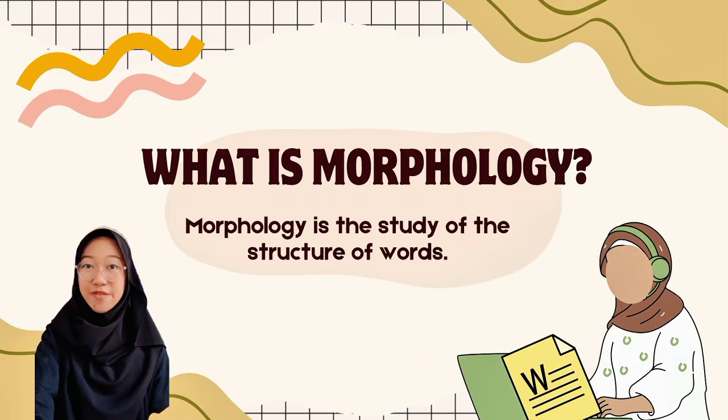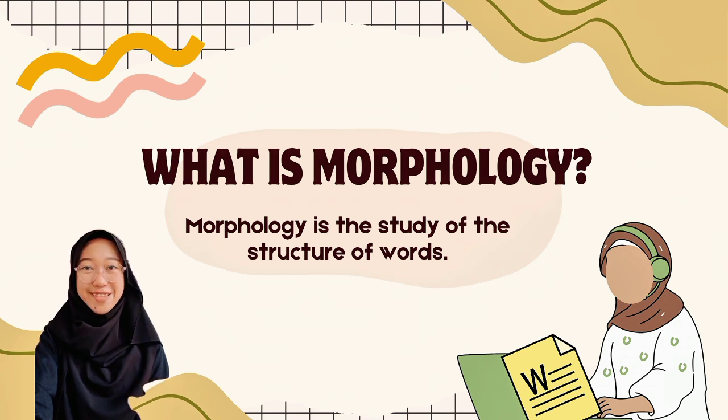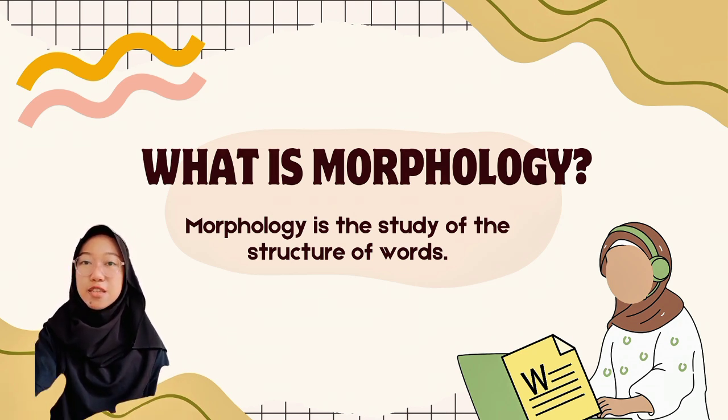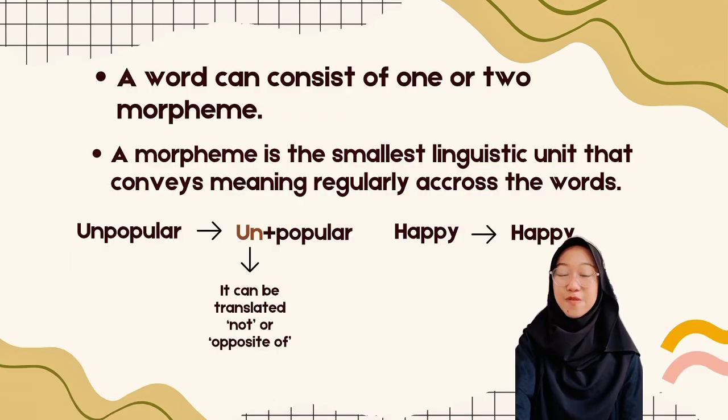Today we will learn about the concept of morphology and also morphological processes. Morphology is a branch of microlinguistics. What is morphology? Morphology is the study of the structure of words. A word can consist of one or two morphemes. A morpheme is the smallest linguistic unit that conveys meaning regularly across the words.